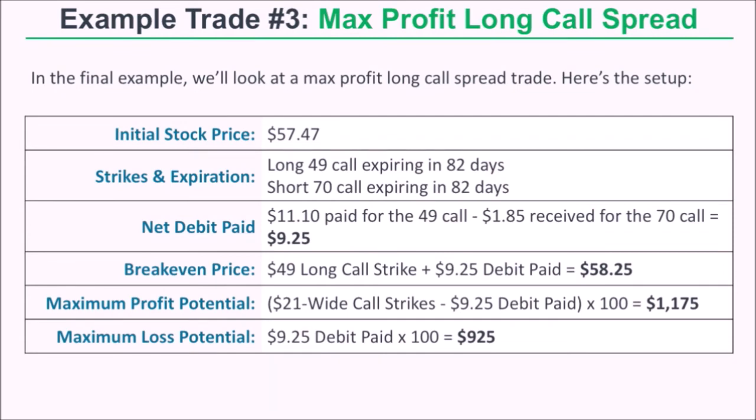Now the maximum profit potential in this case is $1,175. Now that comes from the fact that we have $21 between our short call and long call, and we paid $9.25 for the spread. Now our maximum loss potential is the debit paid of $9.25 times 100, which brings our max loss to $925. So let's go ahead and take a look at this spread's performance through time as the stock price is changing.